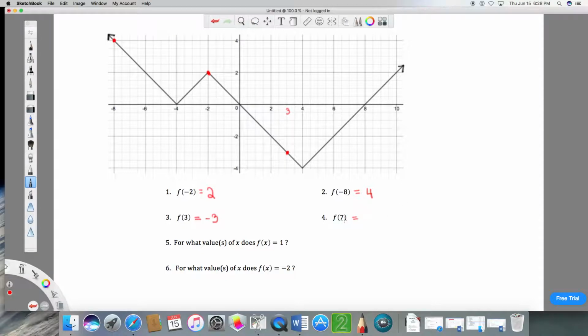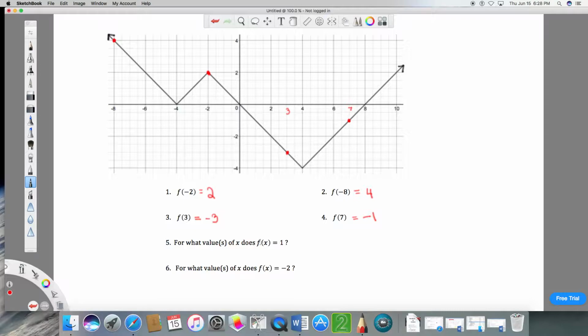To evaluate f at 7, when x is 7, here's 7. This point has an x-coordinate of 7. The y-coordinate is -1.